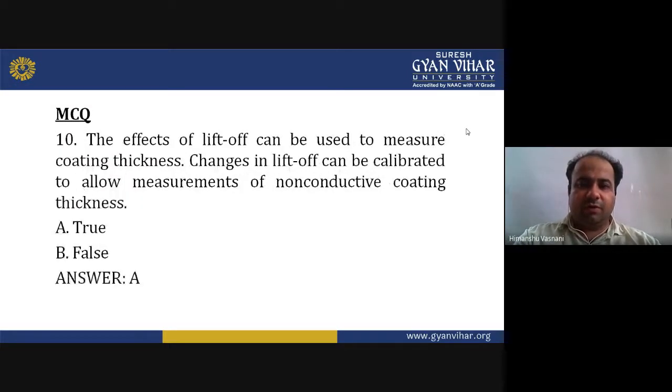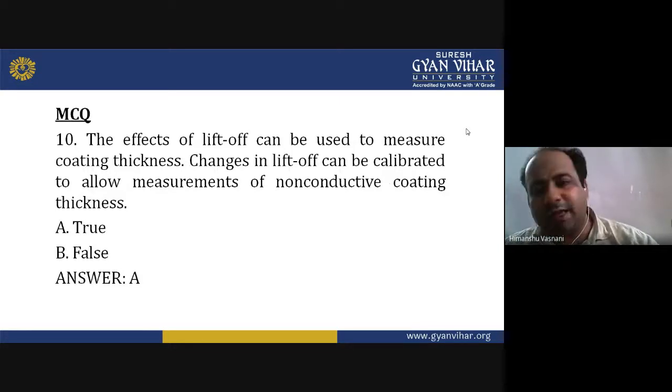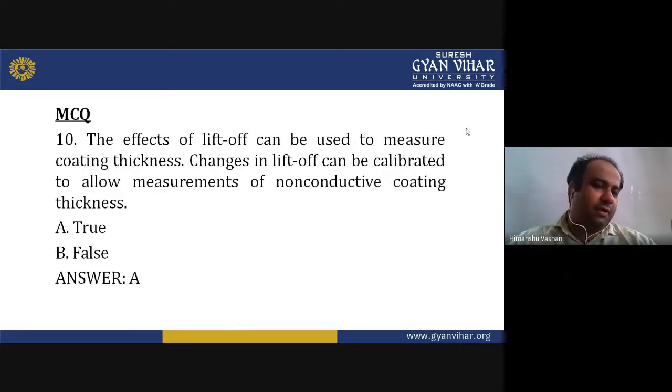Now, the effects of liftoff can be used to measure the coating thickness, and changes in liftoff can be calibrated to allow measurements of non-conductive coating thickness. So here, discussing liftoff only, they say the effects of liftoff can be used to measure coating thickness, and changes in liftoff can be calibrated to allow measurements of non-conductive coating thicknesses. So what do you think, is it true or false?